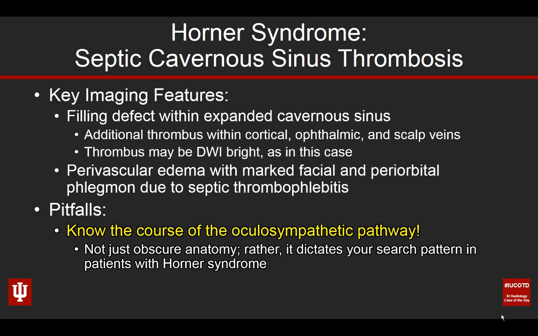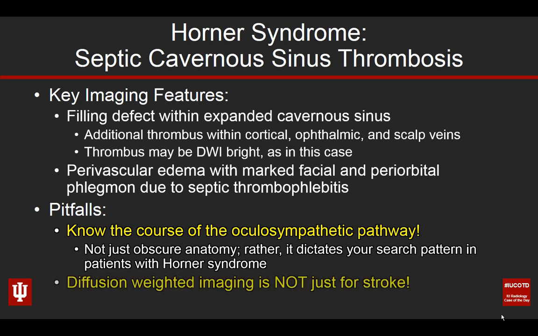You need to image from the origin nucleus, which in this case is the hypothalamus, all the way along the course of the nerve, which spans the cervical thoracic cord, as well as the soft tissues of the neck, before going through the cavernous sinus and into the orbit. It's really critical that you look at that whole course of this oculosympathetic pathway whenever you're trying to look for a cause for a patient who presents with Horner syndrome.